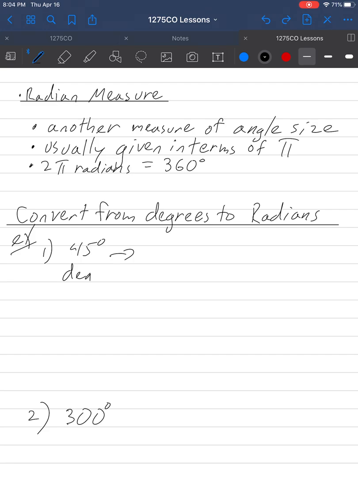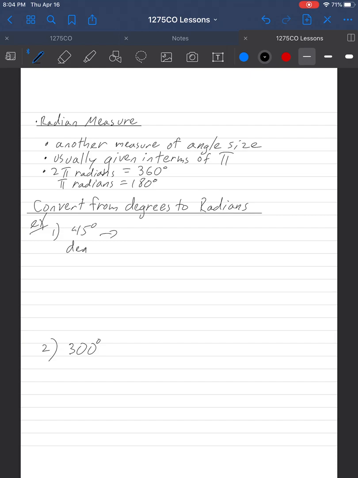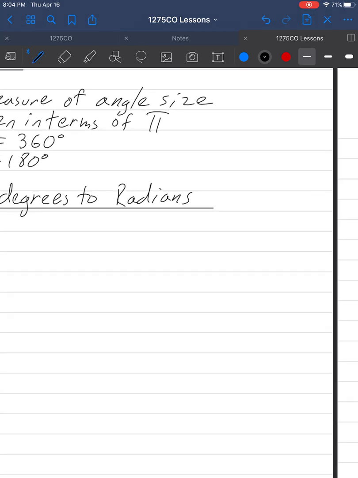One of the benchmarks is that 2 pi radians is equal to a full circle, 360 degrees. And if you divide both of those by 2, then you get pi radians, which is equal to 180 degrees, right? These are two benchmark values. To convert from degrees to radians, most of the time if you need to do that, you will be doing a problem that needs the angle size given in radians. So you will usually get the degree value and then convert it to radians from there.